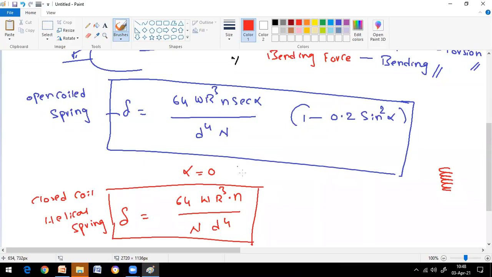Here the only point is, what we need to know is this alpha, right? This alpha is nothing but the angle of inclination with respect to the vertical axis of the spring. So please try to remember this formula for solving problems on open coiled helical spring.